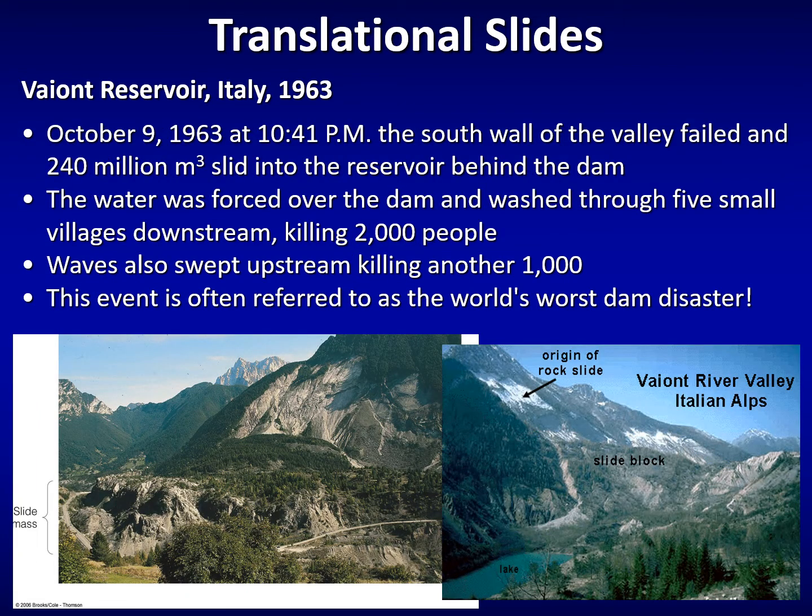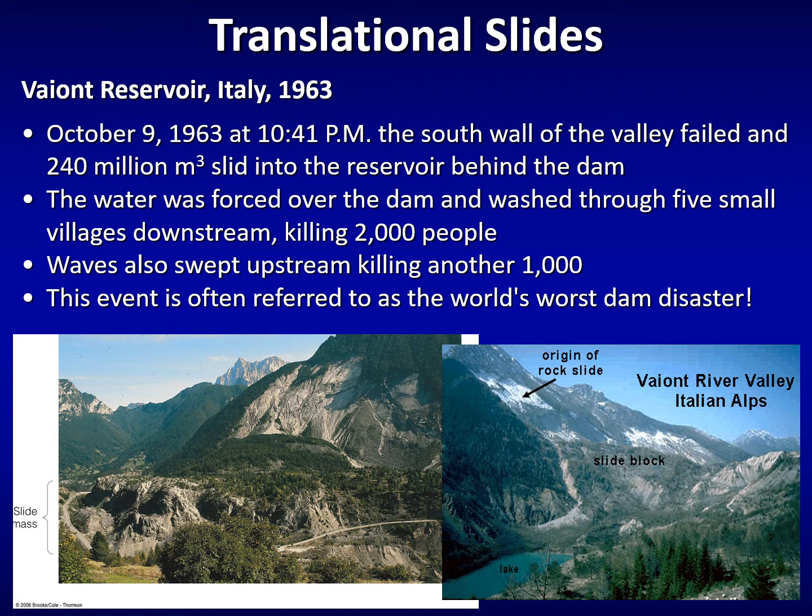And in 1963, at 10:41 p.m. on October 9th, the south wall of the valley failed and 240 million cubic meters of material slid into the reservoir behind the dam. You can see the mass of material pictured in the bottom left and the bottom right there.